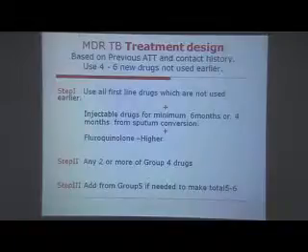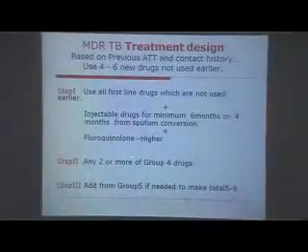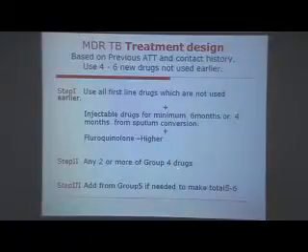So these are the 3 steps by which you can write a prescription. Step 1 is to use all the first line drugs which were not used earlier. When you are suspecting an MDR or an XDR, use all the first line drugs which are not used earlier, and injectable drugs for a minimum of 6 months or 4 months from the sputum conversion, plus an oral fluoroquinolone. This is step 1. In that way you are exhausting all the group A, group B and group C drugs. Then step 2 is you add 2 or more of the group 4 drugs.